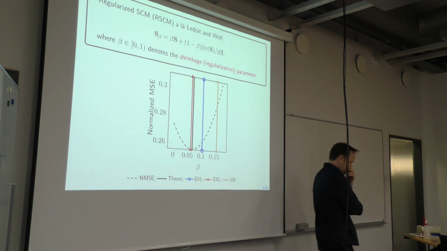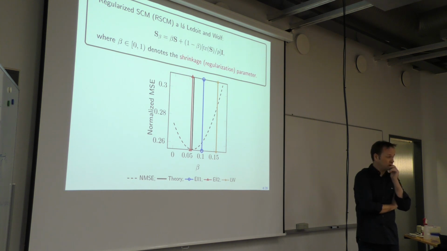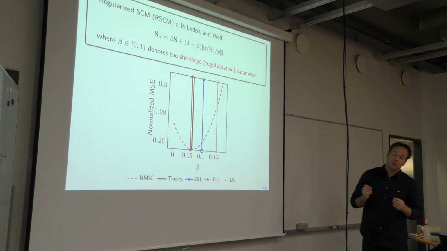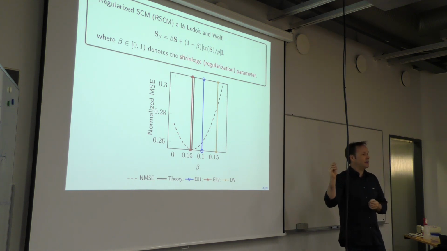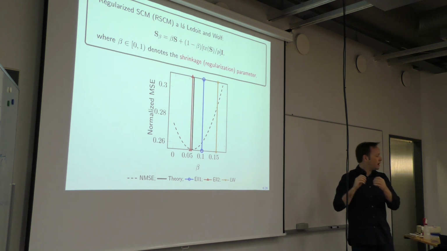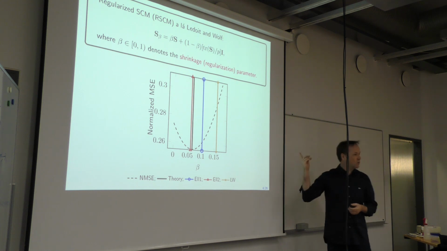So this is a very popular estimator by Ledoit and Wolf. It's such that you pull your sample covariance matrix towards a scaled identity matrix. And there's a tuning parameter beta, so how much do you pull? You can think of that as a degree of belief, how much you trust the sample covariance matrix. So when you are completely believing in your sample covariance matrix, then beta is 1.